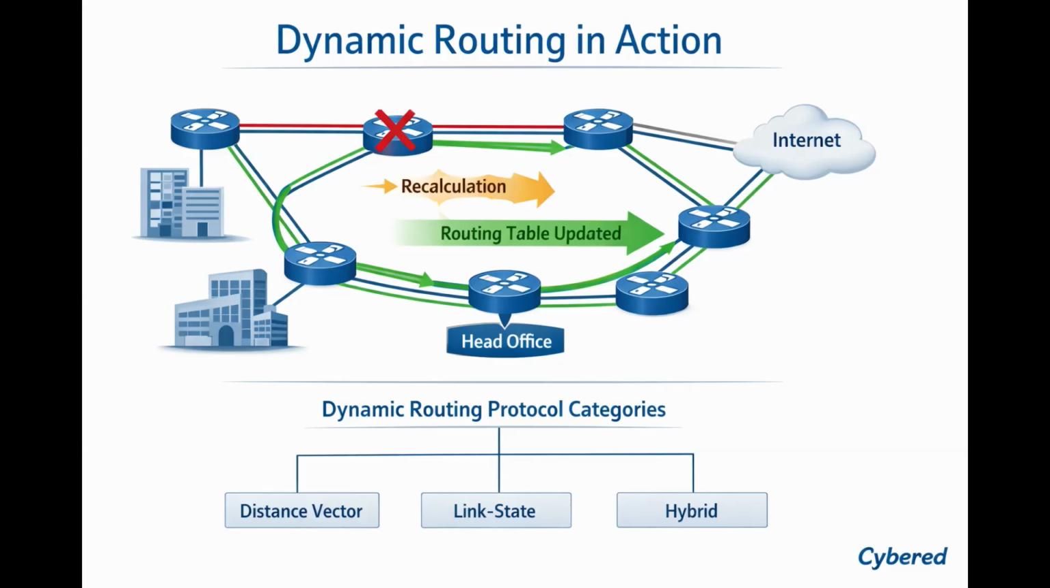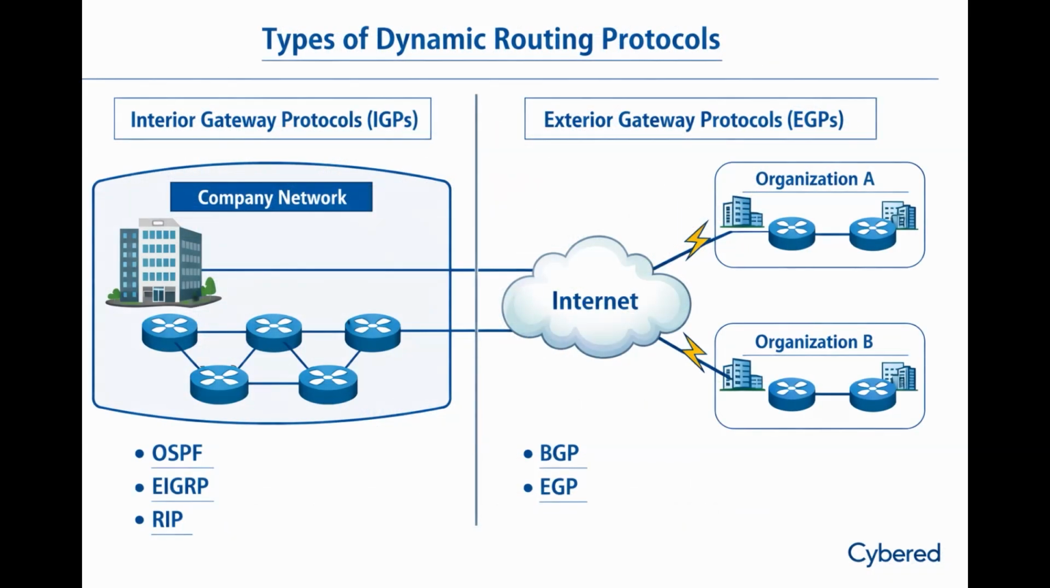Dynamic routing protocols are grouped into different categories and subcategories based on how they operate, how they calculate routes, and how they share routing information. In the next sections, we'll explore these categories and examine how dynamic routing protocols function within a network. Dynamic routing protocols are divided into two main categories based on where they are used: interior gateway protocols, IGPs, and exterior gateway protocols, EGPs. The distinction is simple. IGPs are used inside an organization's private network, while EGPs are used between organizations on the public internet.